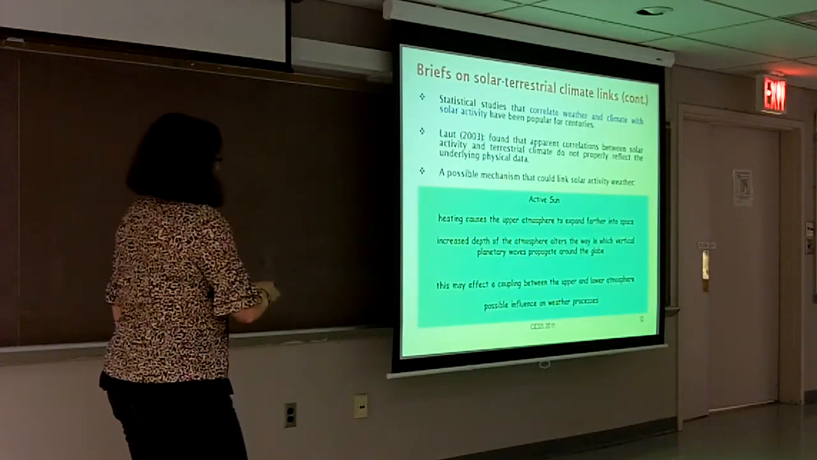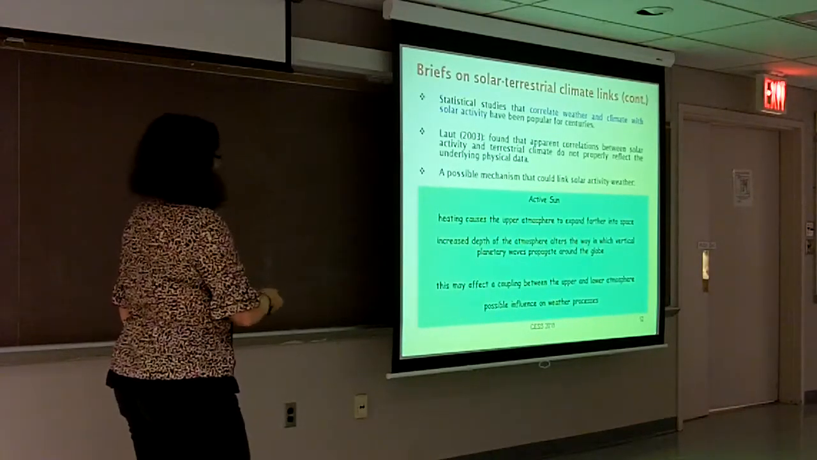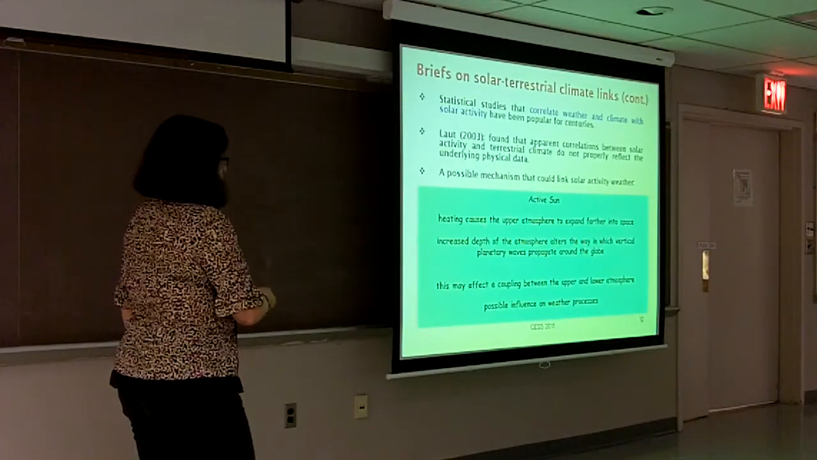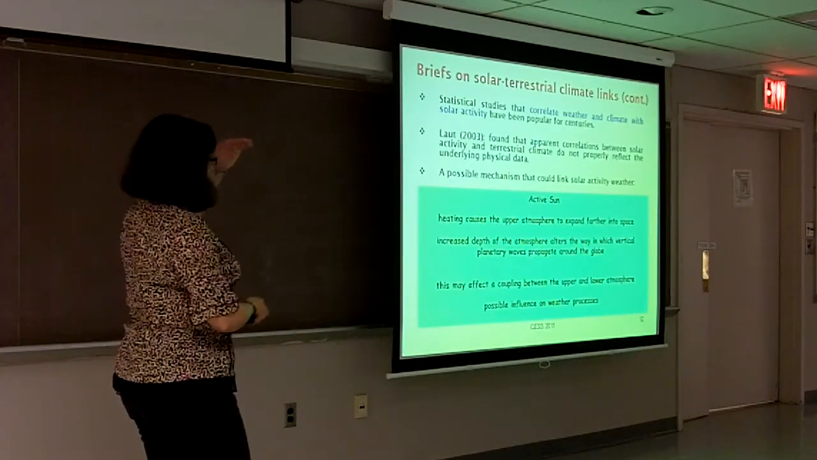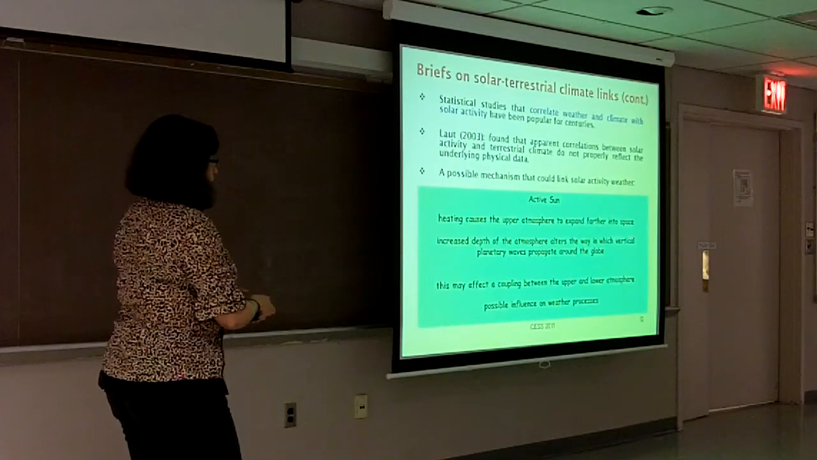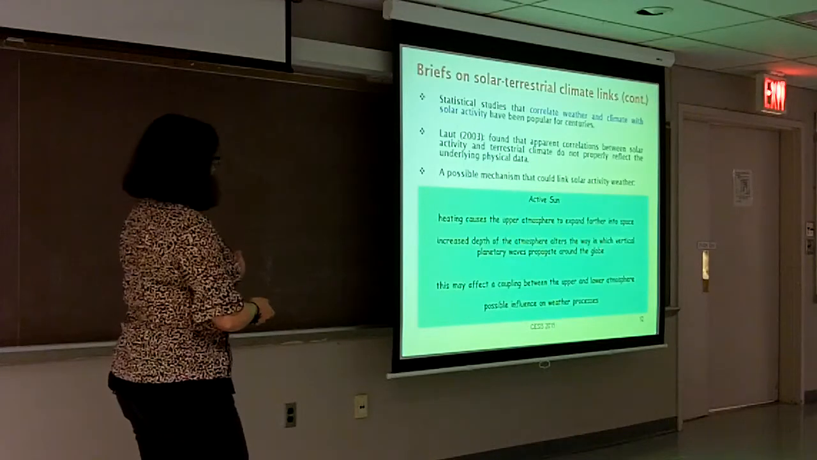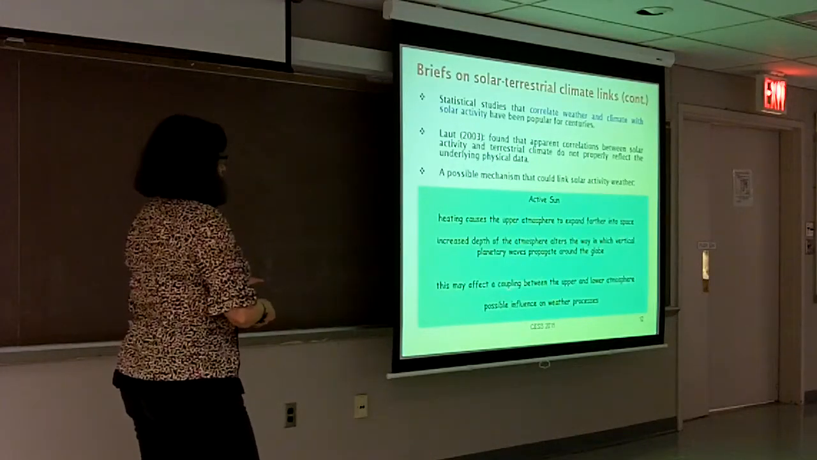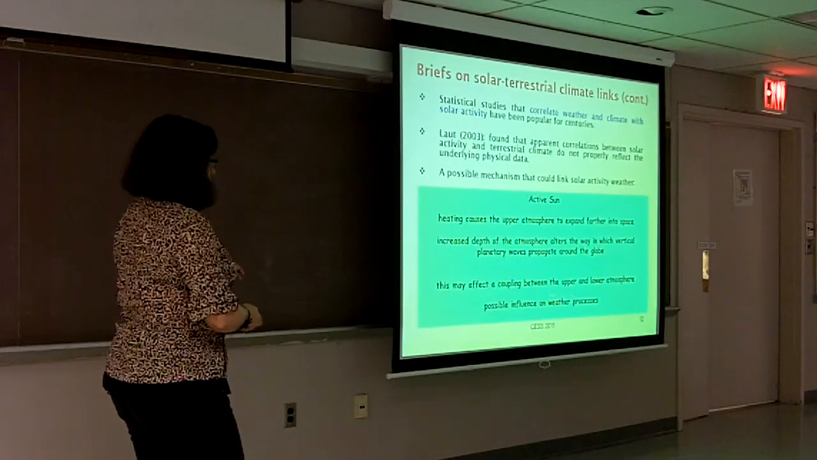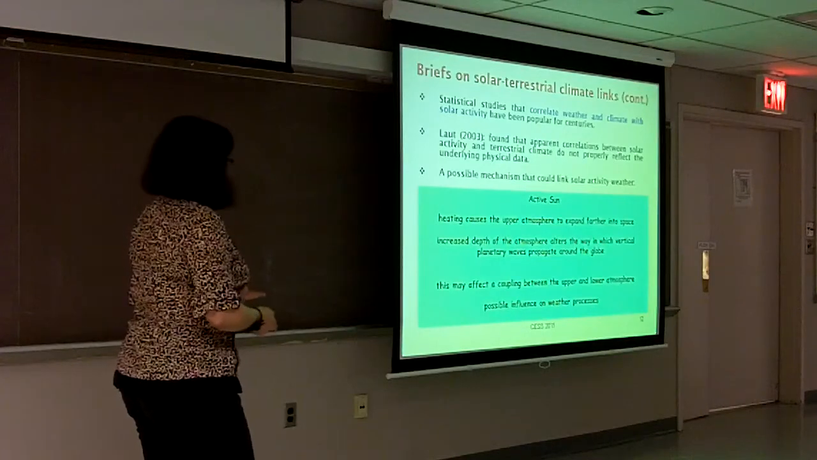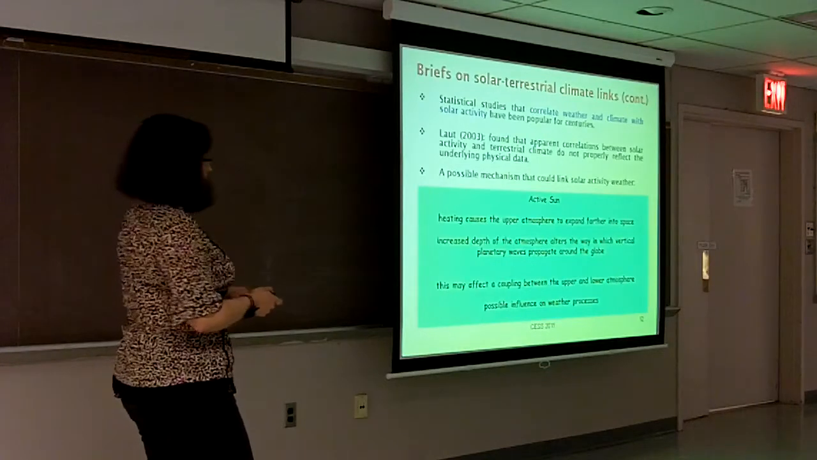So a possible mechanism that could link the solar activity with weather can be as follows. The sun is an active star, and the heating causes the upper atmosphere to expand further into space. Because of that, the increased depth of the atmosphere alters the way in which vertical planetary waves propagate around the globe. The possible consequence of this is that it may affect a coupling between the upper and lower atmosphere, and finally, a possible influence on weather processes. And because you are altering the weather processes, in the long term you can alter the climate too.